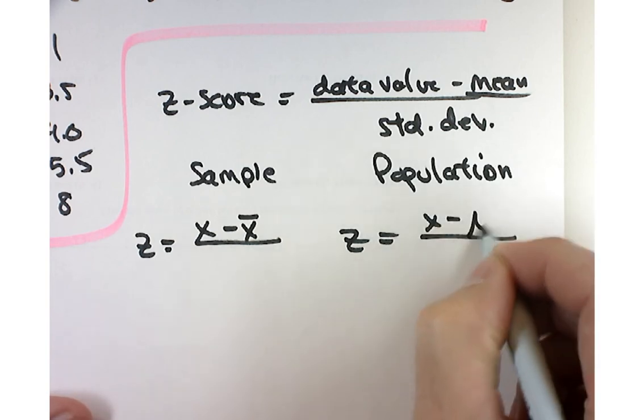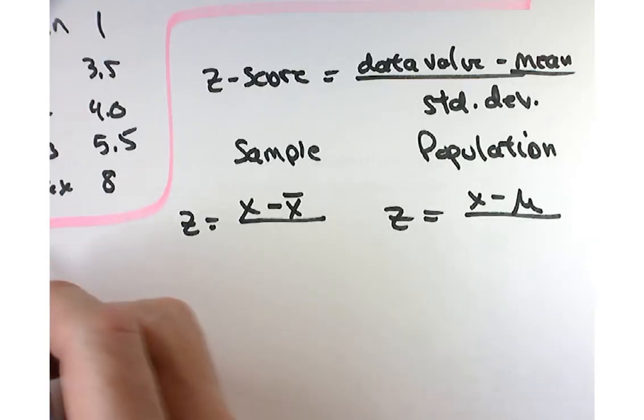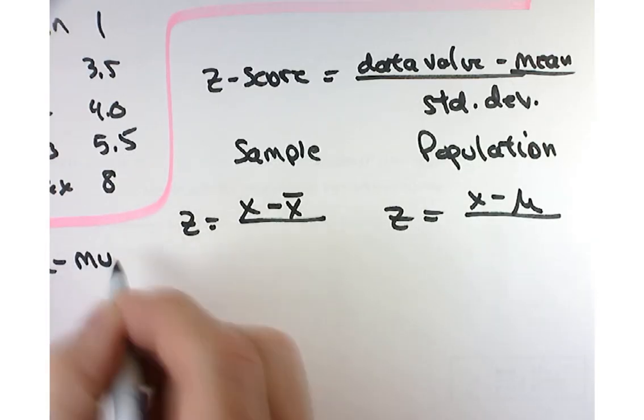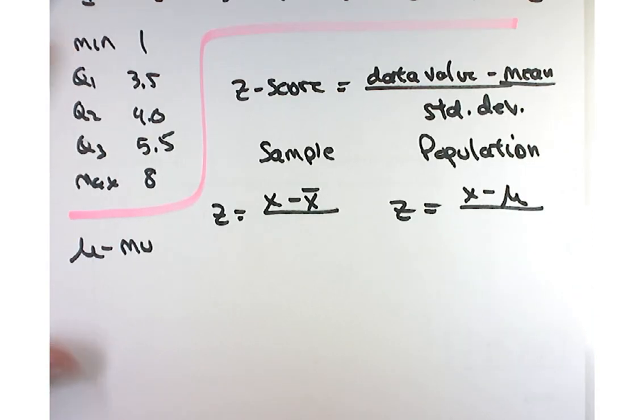For population, we use this Greek letter. It's called mu. And if you're curious, anyone out there still plays Words with Friends, mu is a legitimate word in Words with Friends, mu. So if you want a two-letter word that ends in u, there it is, mu and nu, both Greek letters.